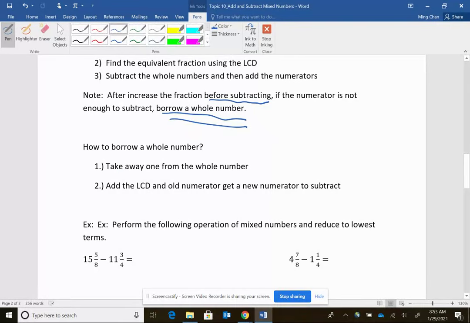What you do is, if the numerator needs to borrow, you take away one. One means one whole number. Okay, you take away one from the whole number. Then what you're going to do is add the LCD that you already found to the old numerator. Remember, we couldn't subtract yet, right? So whatever that numerator is not enough, we take the LCD, add on to that old numerator, and get a new numerator to use to subtract.